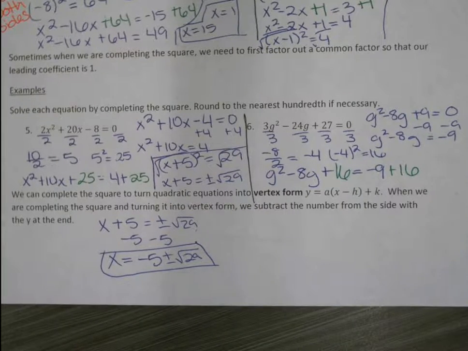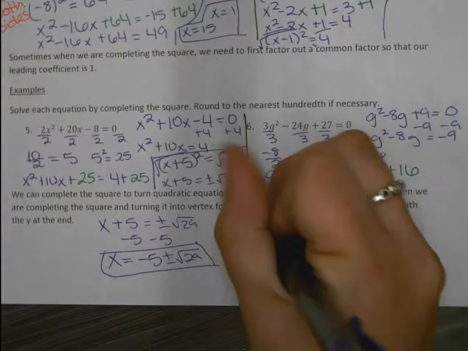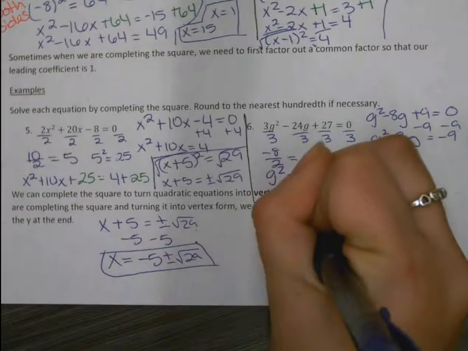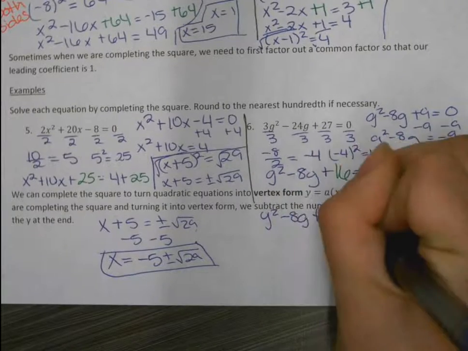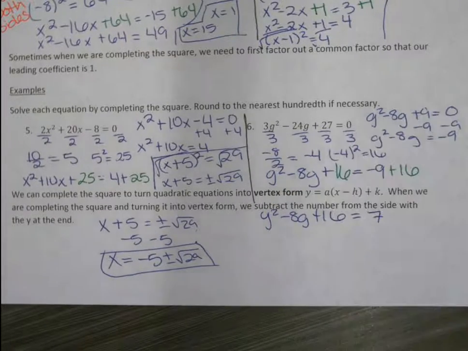Okay. Then I'm just going to continue down. I have g squared minus 8g plus 16. Negative 9 plus 16 is 7. Then I want to factor the left side. What multiplies to 16 that adds up to negative 8?